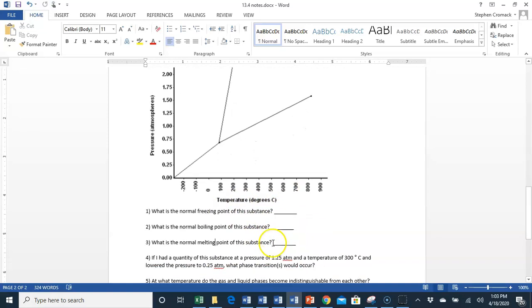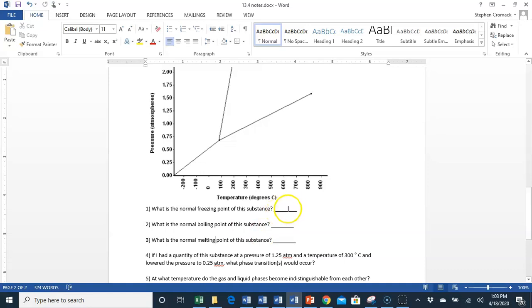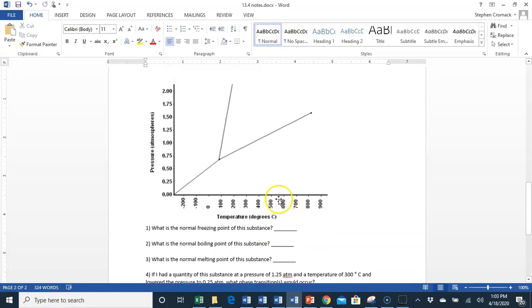So the first question here is, what is the normal freezing point of the substance? The freezing point we want to look at is basically between the liquid and the solid. Normal means normal conditions, so in this case, atmospheres is our y-axis. So we're going to look at one atmosphere, do a nice straight line over, and then look down to see what temperature we're at on the line. So that goes down to 100 degrees Celsius. That would be the normal freezing temperature.